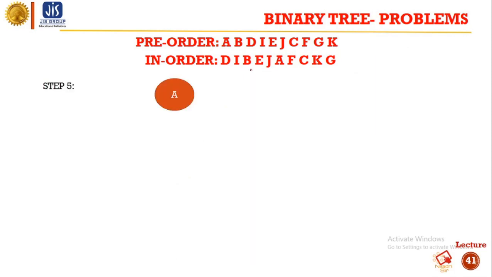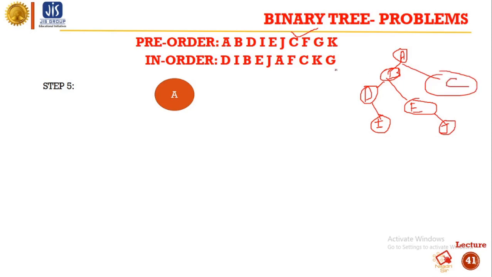Now come to the next step, that is step 5. A is the root, and then it is B. Next it is D, and on its right hand side is I. Next it is E, and J is on the right hand side. And now come to the C.